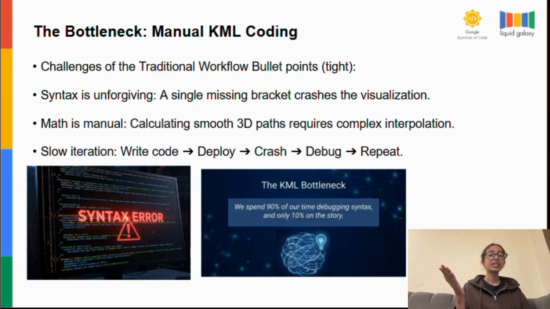On top of that, anything involving smooth camera movement or a 3D path means doing math manually: interpolation, coordinates, timings, and that gets messy very fast. And the workflow itself is slow. You write the code, deploy it, something crashes, you debug, you redeploy, and the cycle repeats again and again. So we spend most of our time fixing syntax and very little time focusing on the actual story we're trying to tell. That's the bottleneck this work is trying to address.